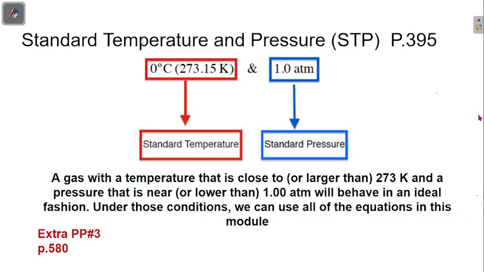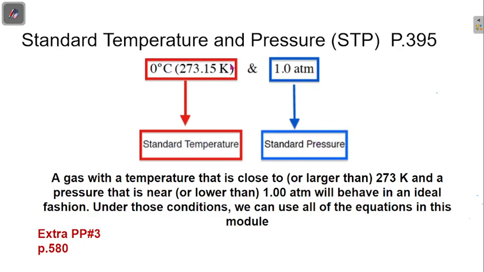Now, you also need to know the definition of standard temperature and pressure. And you're going to see this in your book as STP, page 395. What is standard temperature and pressure? Sometimes the problem will say we're working at STP. And in your head, you need to be able to translate STP as 1 atmosphere of pressure and 273.15 Kelvin, or 0 degrees Celsius. That's a standard temperature, that's a standard pressure.